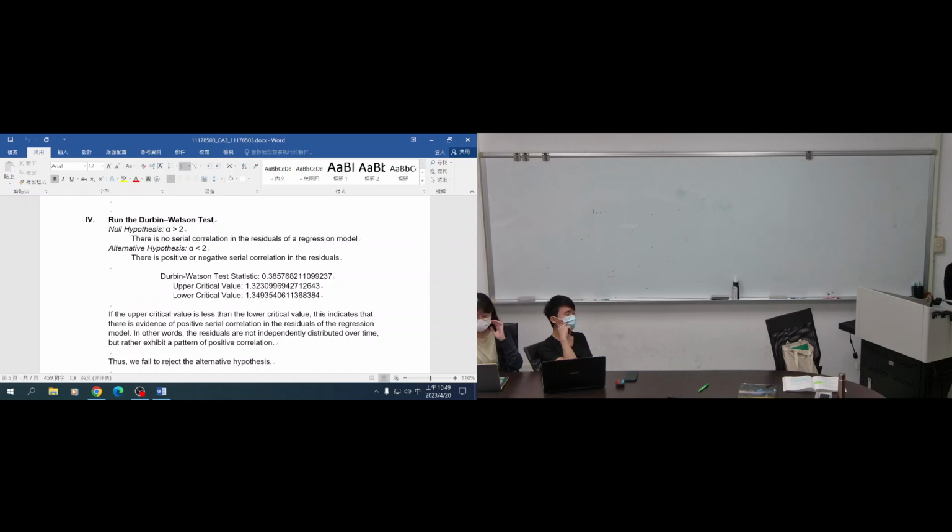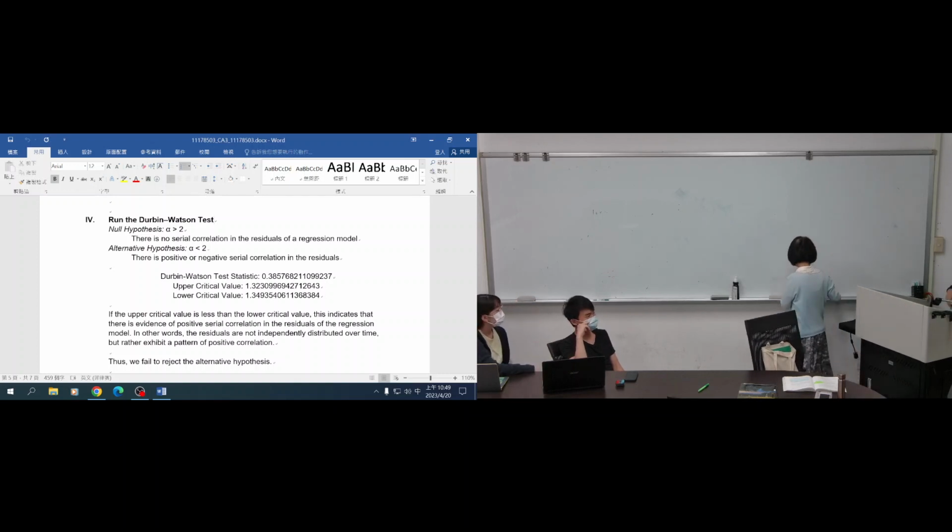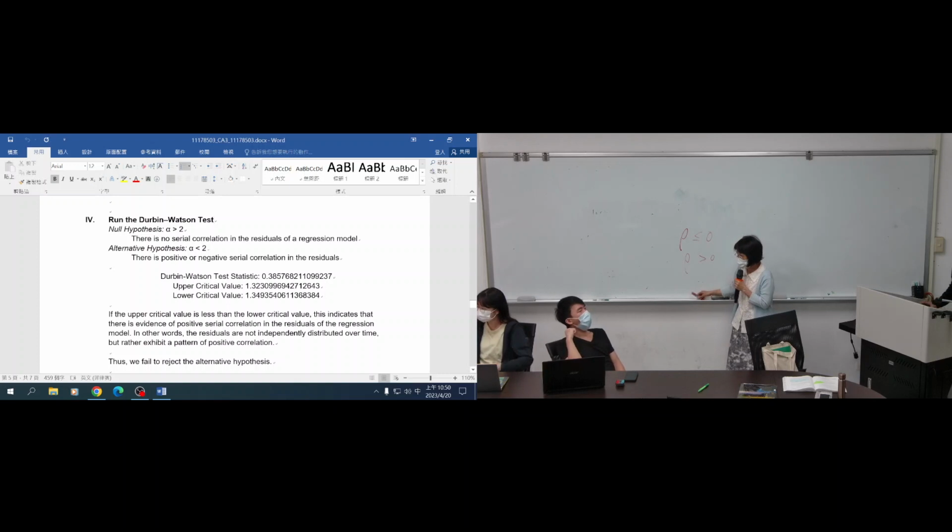Noted, Professor. Here we use rho. Rho is something like P, but since it is a Greek letter, it looks something like this. Okay, noted. So I put rho, and for the Durbin-Watson the hypothesis is greater than 0, so the null hypothesis will be less than 0. Okay, all right. Thank you, Professor.